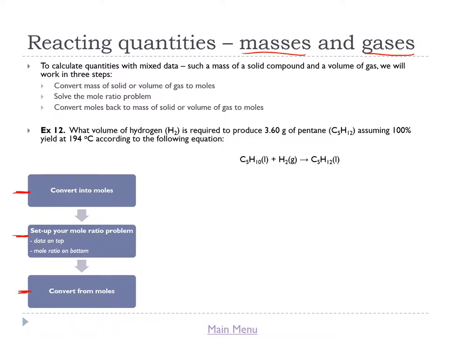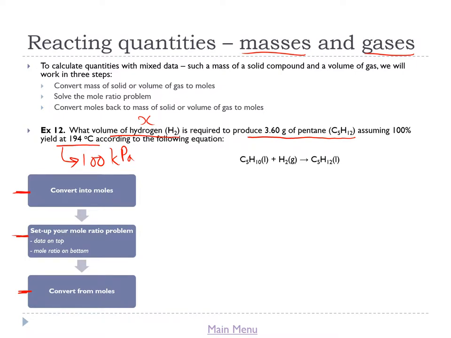In this case, we're going to start with a mass of pentane, convert it into a number of moles of hydrogen, and then convert the number of moles of hydrogen into the volume that takes up. So let's look at this problem. It says what volume of hydrogen, H2, that is our unknown, because it's saying what volume, so that is our x, is required to produce 3.60 grams of pentane, C5H12, assuming 100% yield at 194 degrees Celsius. Now, it doesn't mention the pressure, so we can assume it's standard pressure, which is 100 kilopascals. So let's start trying to solve this.